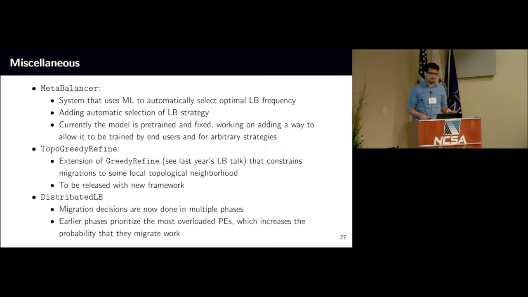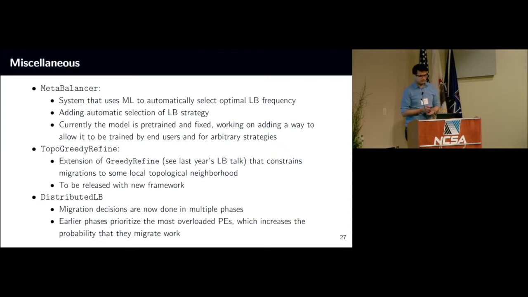Another thing we're changing is that currently the model is pre-trained and fixed to a certain set of load balancers, and we ship this model with Charm. But if you want to write your own load balancer or you want to retrain this model on your own system, you can't do that right now. So we're trying to figure out a way to let users actually train on their own systems, on their own applications, by their own metrics, and for their own strategies if they want to make their own.